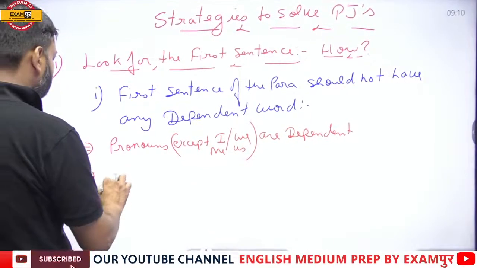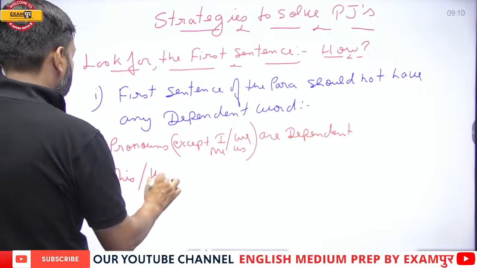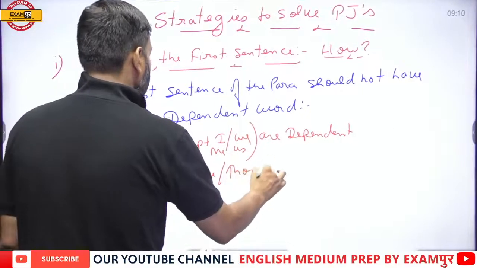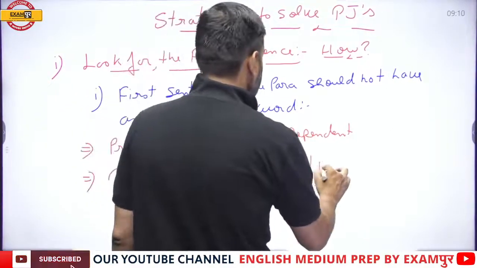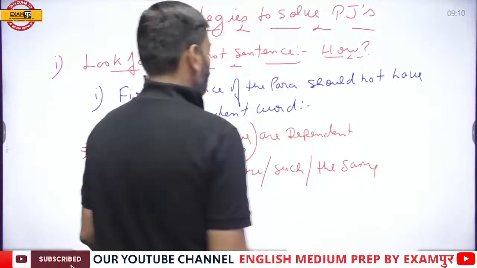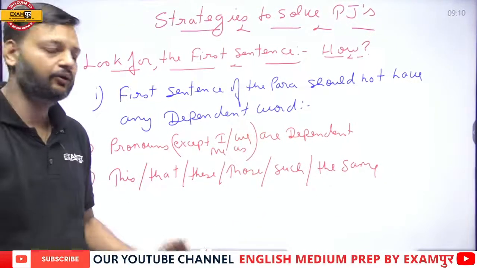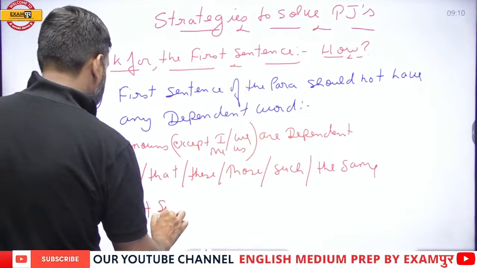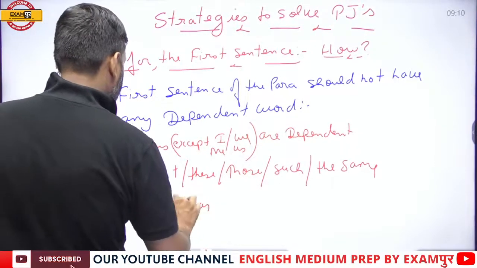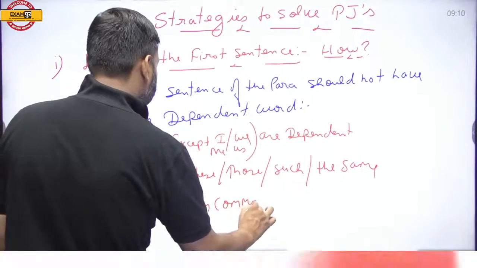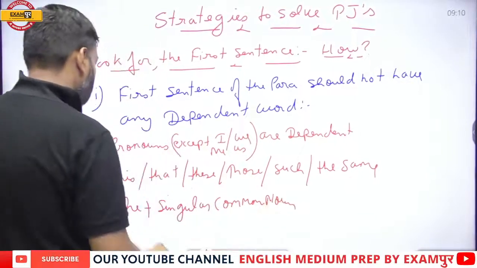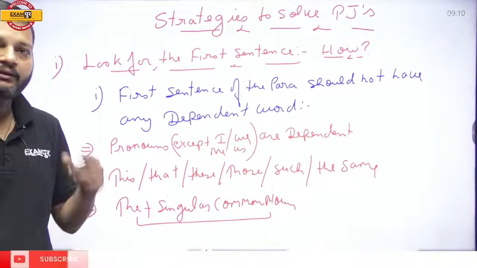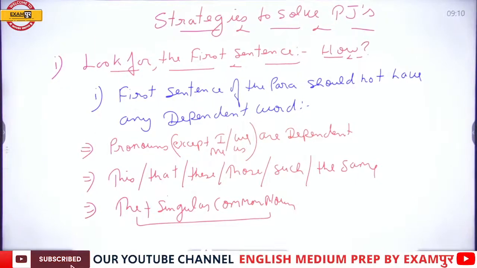Besides this, that, these, those, such, the same. All these words are dependent. Okay. The plus singular common noun. The plus singular common noun. This is also dependent. Okay. This is also dependent. So these words are dependent words.